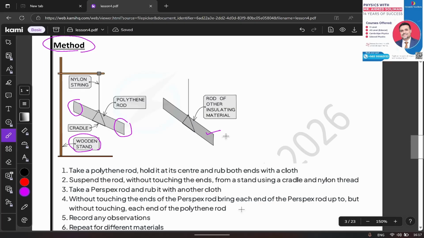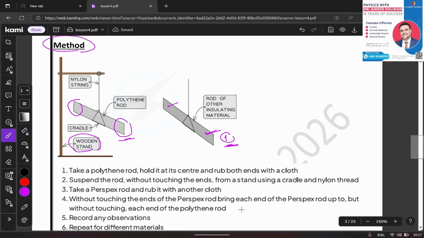For example, this is material 1. And we will rub this object also from both ends. Okay? Now, we can bring the object closer to what? The polythene rod. And we will watch if it attracts or repels or nothing happens.